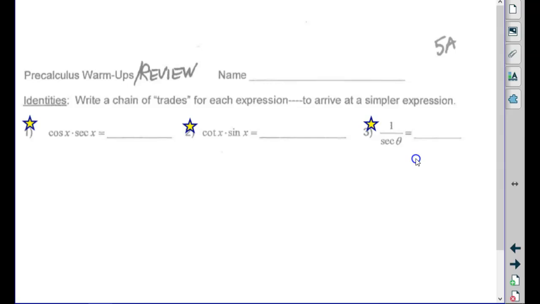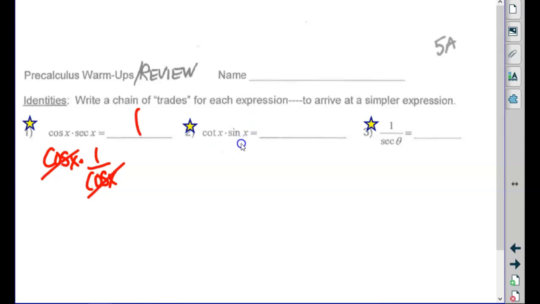Worksheet 5A has a few simple ones. Can you try those real quick? Cosine times secant. What's secant, guys? By the way, this is homework. This worksheet is on the homework check, so write these down. Cosine, what's secant? So it's 1 over cosine. So cosine times 1 over cosine would become 1.